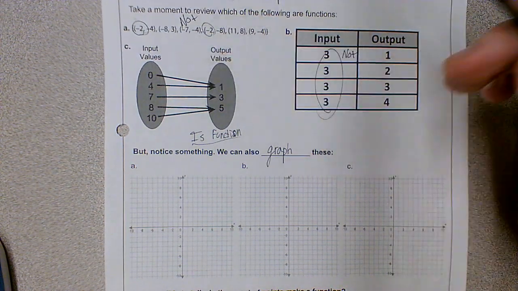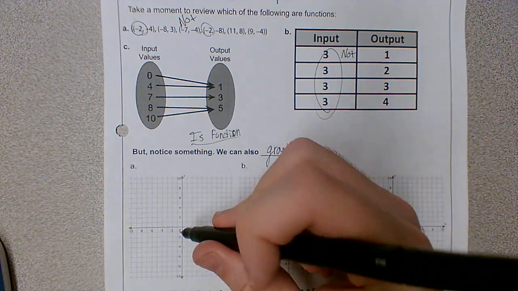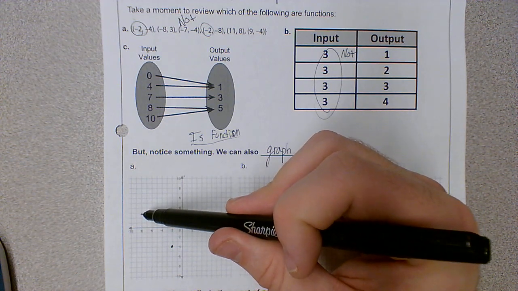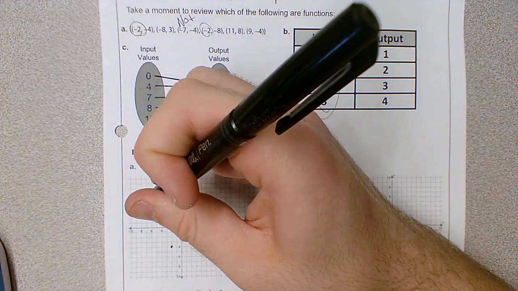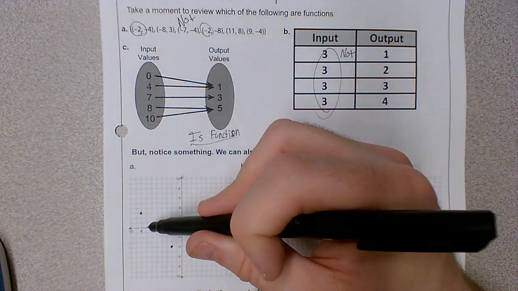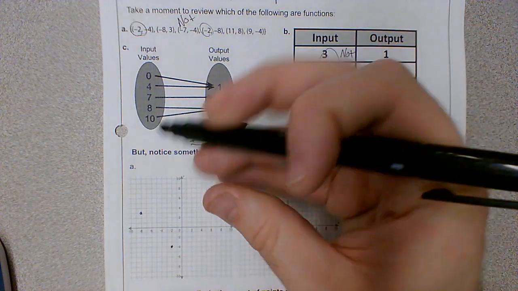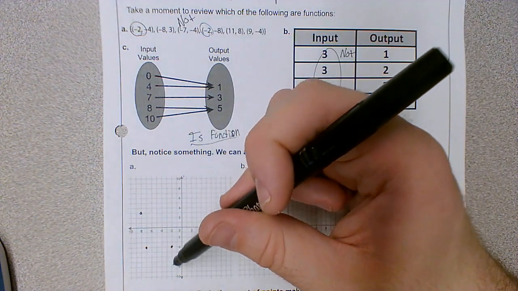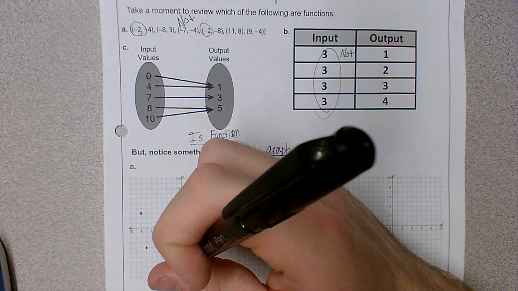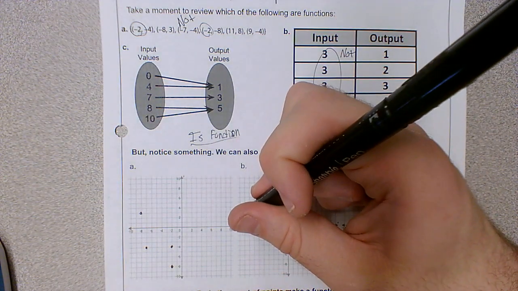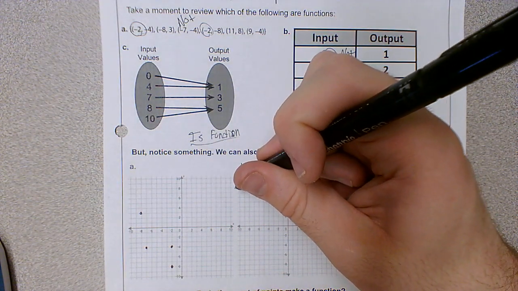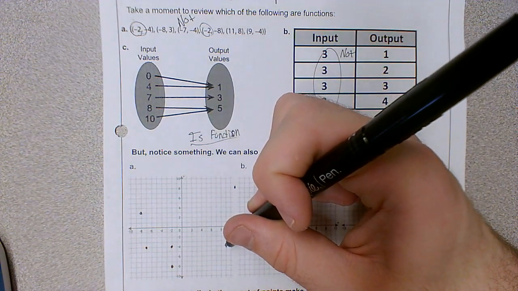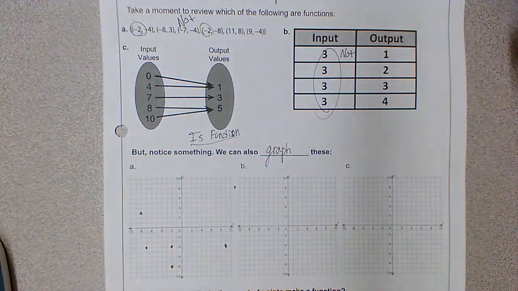I have -2, -4. I'm going to go to -2, down to -4. -8, 3. -7, -4. I have -2, -8. I have 11, 8, which I'm going to do over to the side right here. And I have 9, -4. Okay, that's number 1 done.